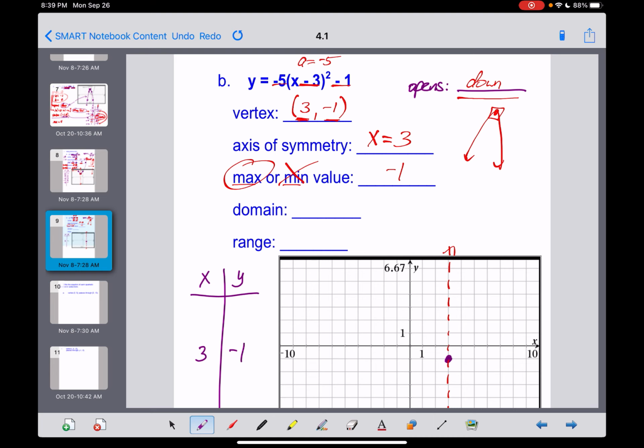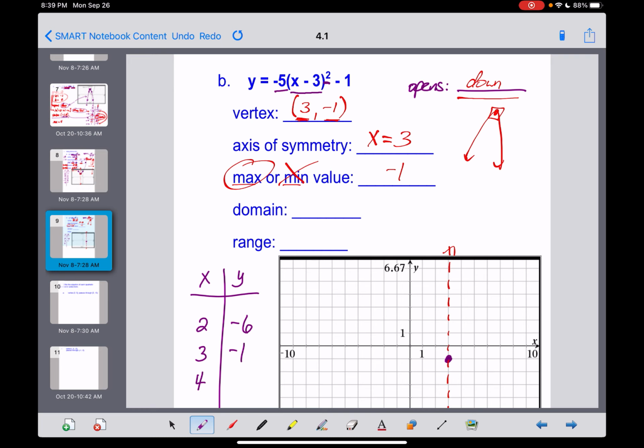Now, since we don't have a fraction as a coefficient in front of this thing, I'm not too worried about what x values I'm going to put in. So let me go less than 3 by 1 to get 2. Greater than 3 is going to get me a 4. These two I think I can pull off. After that, it might get tough. Let's try putting in the 2 first. 2 minus 3 is -1. -1 squared is +1. And 1 times -5 is -5. Minus 1 is -6. So (2, -6) is one solution.